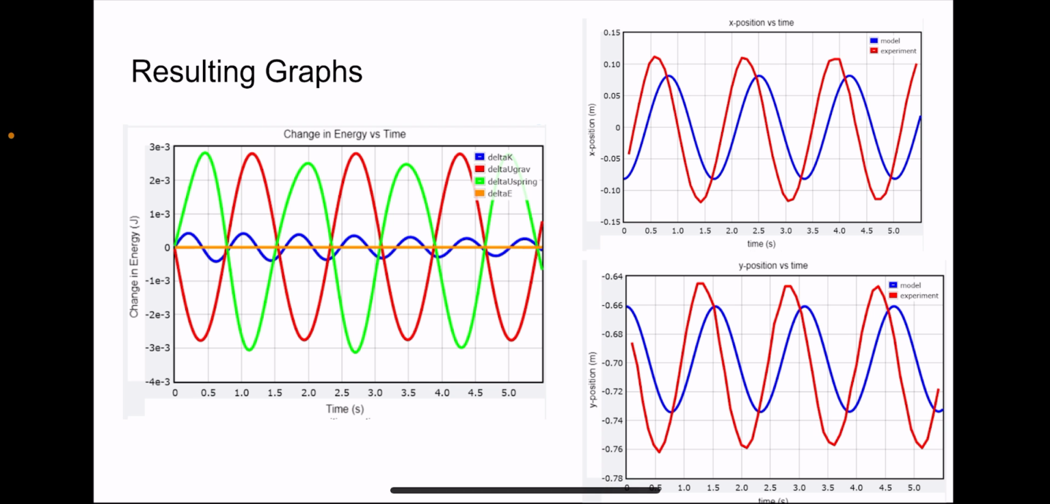So once we finish the experiment in the code, we get a graph with the blue line representing delta K, red being delta UG, green being delta U spring, and orange being delta E, as you can see. And the graphs are borderline the same. They move in the same patterns with the model versus the experiment.